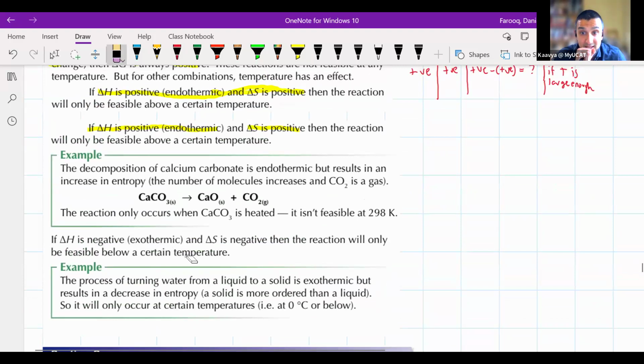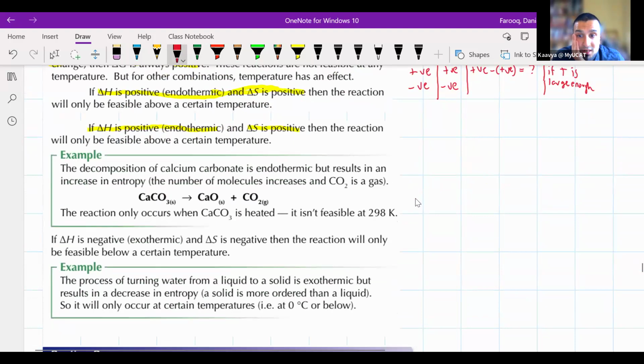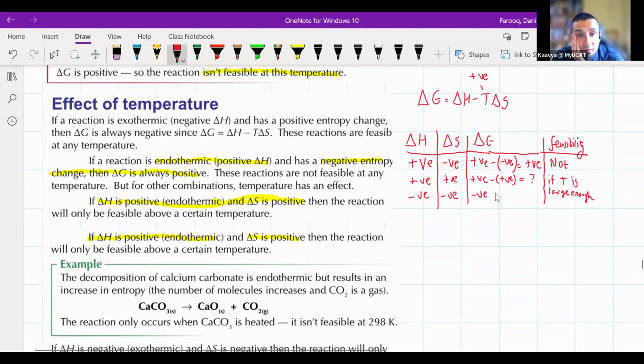Whereas if it's exothermic, it's negative and negative. If it's negative and negative, then it will be feasible below a certain temperature, because we're going to be doing negative minus something negative. So if it's negative and negative, then you're doing something negative minus something negative. If T is small enough, then it would be feasible, because we want to stay negative. So if T is small enough, then we wouldn't have added something taking us above zero. Okay, good. So that's that.